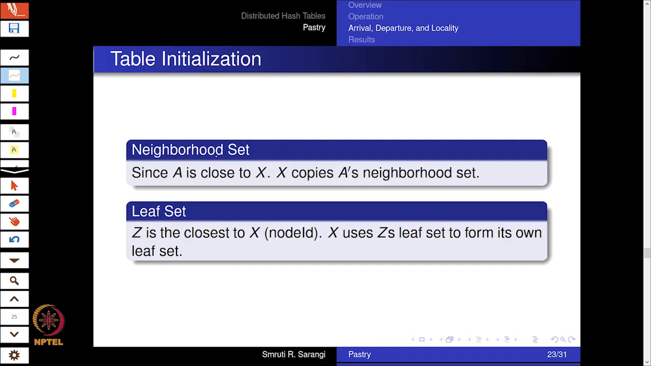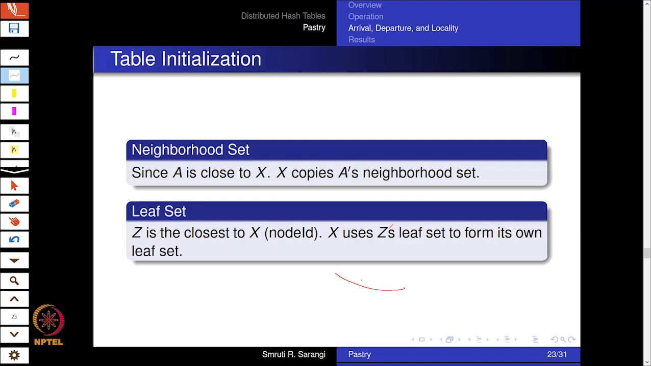So how do we initialize the tables? Well, since A is close to X geographically, X simply copies A's neighborhood set, because A's neighborhood will be X's neighborhood. Any node that is close to A will be by definition close to X. So X will just copy A's neighborhood set. Similarly, Z is the closest to X in terms of node IDs. So X will just use Z's leaf set to form its own leaf set. Of course, it will just slightly adjust it.